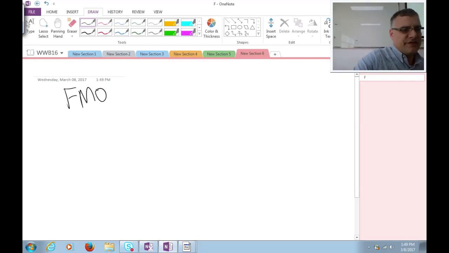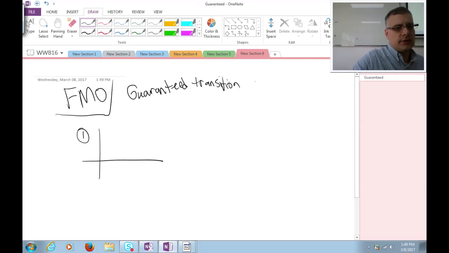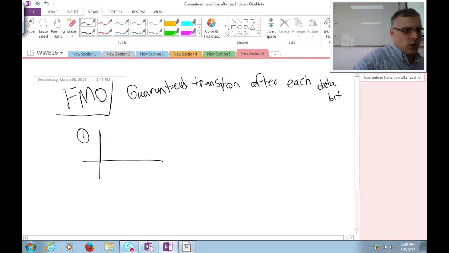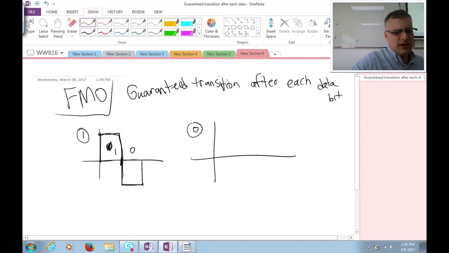we went to something called FM0. Where, first of all, you have a guaranteed transition after each data bit. And then if you want to send a one, you divide the interval into 2 equal time segments, and you transmit high or low. We call that 1, 0. And if you want to send a 0, then you can just send the whole thing.